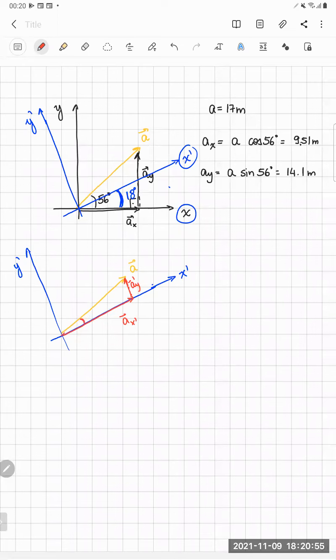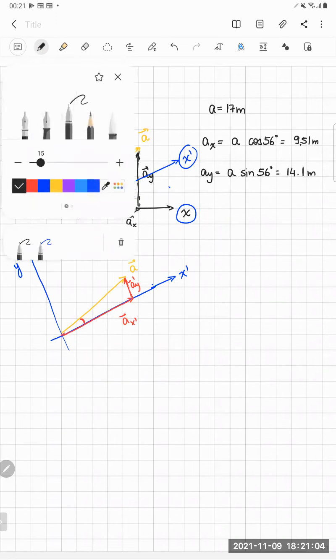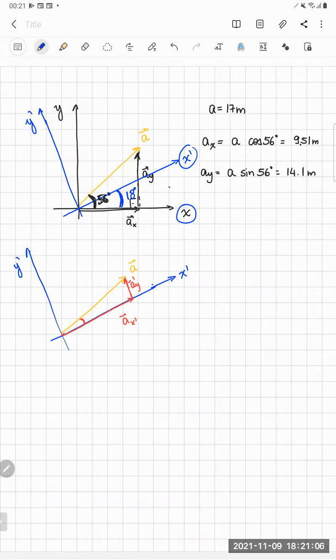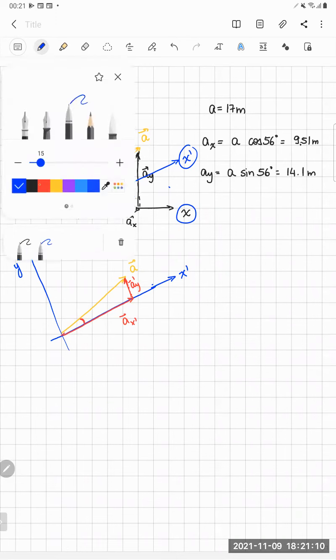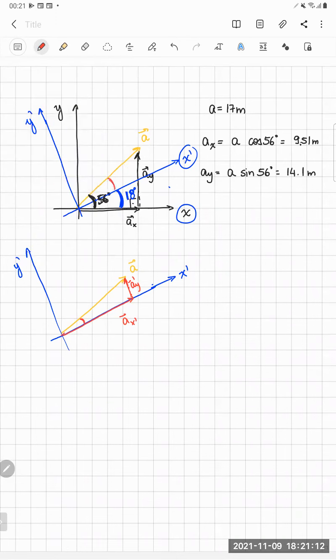Let's come back to that original picture that we had. This whole thing here, we said is 56, right? This angle between the two frames, 18. There we are. So what do you think is this angle here between our vector and the x prime? Well, this one is 56 minus 18, correct? 56 minus 18 is 38. Okay, so this is the angle.